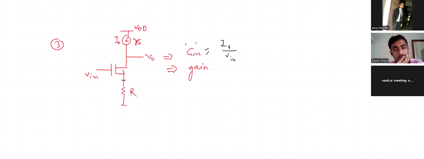Okay, then this is I naught, and here what is the value of lambda? You can take lambda as 0. Okay, that means no R naught is there in between. What's the definition of GM? GM is delta ID by delta V in, or delta VGS here.